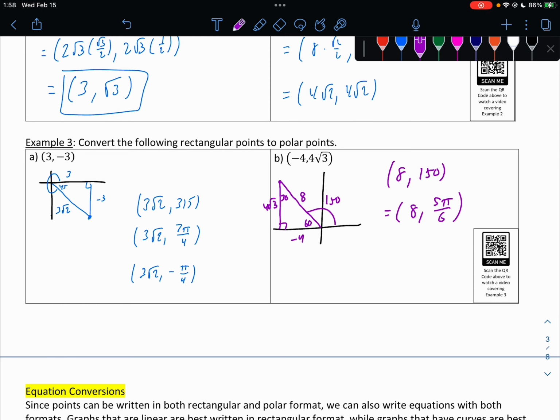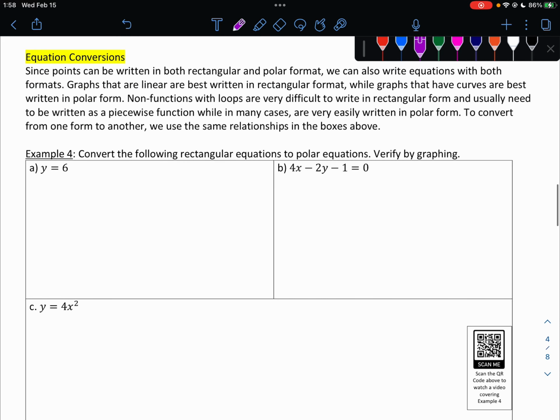Okay, that's converting points, converting equations. So converting equations is very similar here. Since points can be written in both rectangular and polar format, we can also write equations in those forms. Graphs that are linear are best written in rectangular format, while graphs that have curves are best written in polar format. Non-functions with loops are very difficult to write in rectangular form and usually need to be written as a piecewise function, while in many cases are easily written in polar form. To convert from one form to another, we use the same relationships in the boxes that we did above.